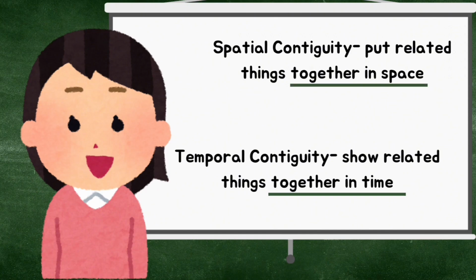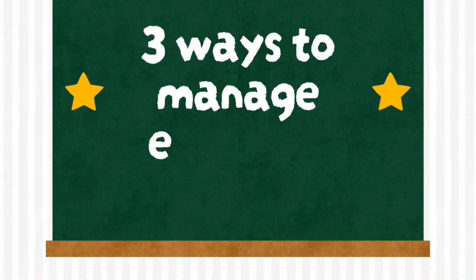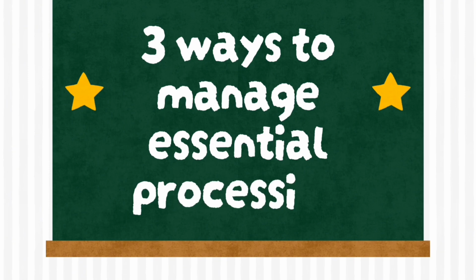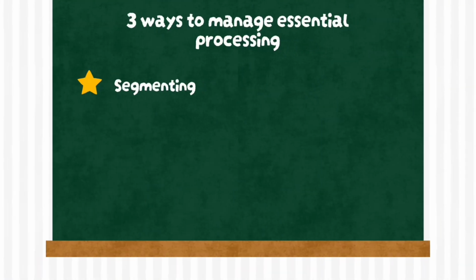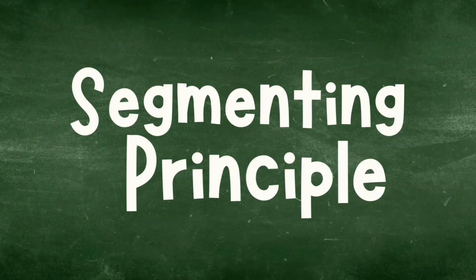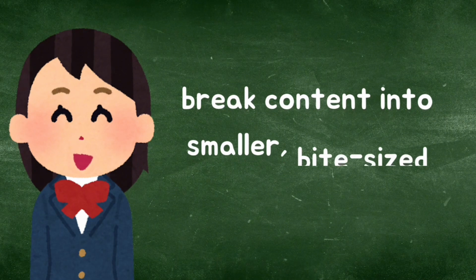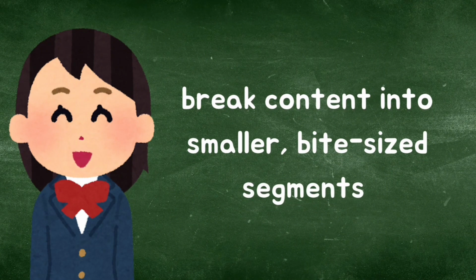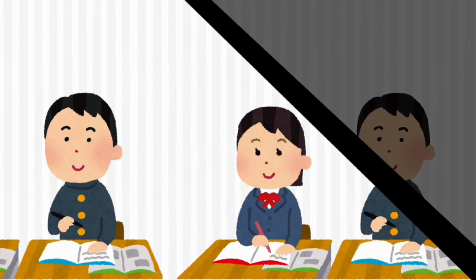Next, let's now explore the 3 principles to manage essential processing, which includes segmenting, pre-training, and modality. It breaks complex multimedia messages into smaller parts that are presented sequentially. Small chunks help learners absorb and process step by step.